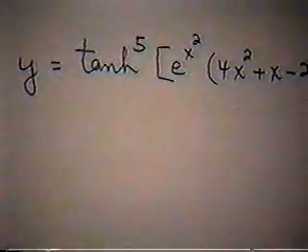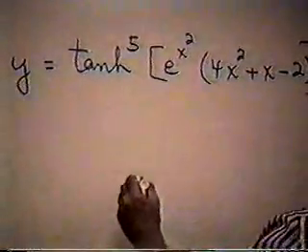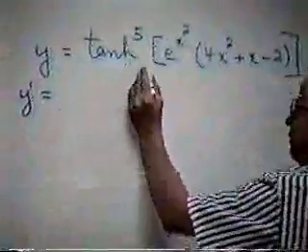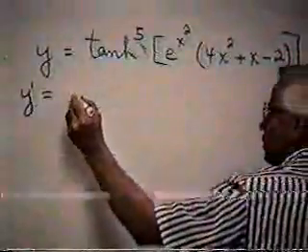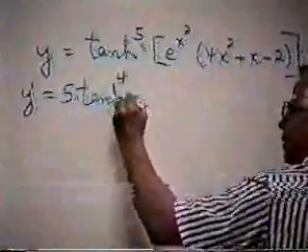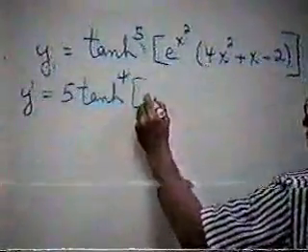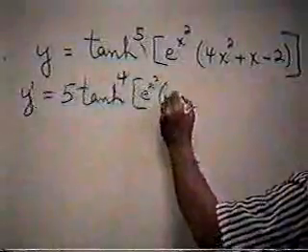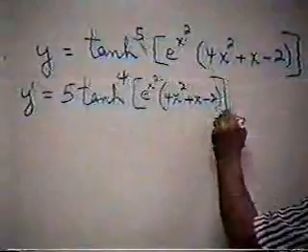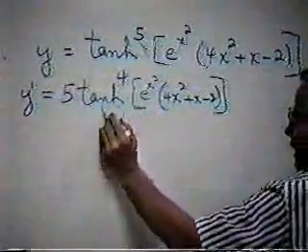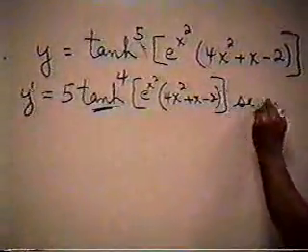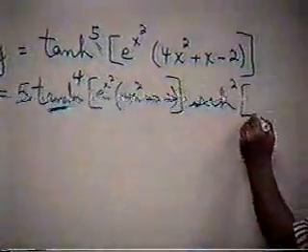Okay, this is a big long one here, but it's still by the rules, all right? So let's take the derivative: y prime, power rule. We're going to move the power down and write down the same trig function to the 4th power of all this mess, e to the x squared times 4x squared plus x minus 2. Okay, all that. That's the power rule. Now we take the derivative of the hyperbolic function. So therefore it's going to be secant squared of all this mess.